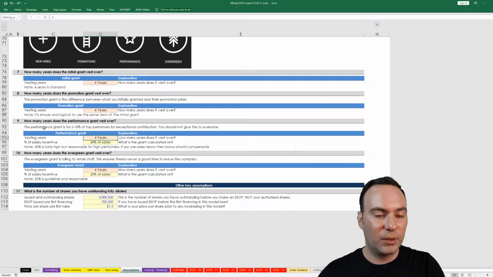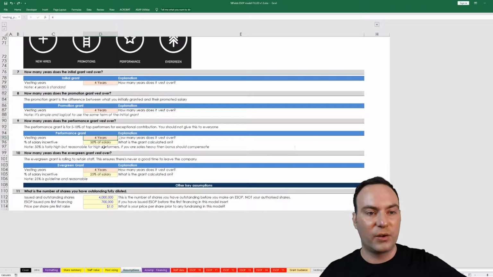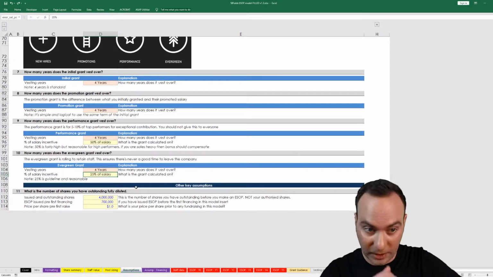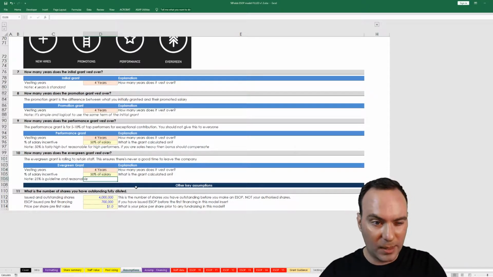For the performance grant, you want to decide the amount of salary, the incentive that you're going to give them. 50% I think makes sense, you can pick your own number. Evergreen grants, again, drop down menu or just leave it as 4. Pick what percentage of salary it is. Again, if you want to go 50, just type in 50, simple. I've automatically formatted it so it has this of salary thing.